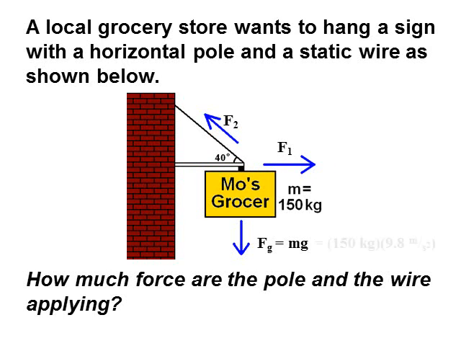So first thing, we need to find the force of gravity, which is going to be equal to mass times the acceleration due to gravity. That's 150 times 9.8, because that's the mass of the sign times 9.8, and that gives us our weight, which is going to be equal to 1470. So we have a weight that's equal to 1470 newtons.